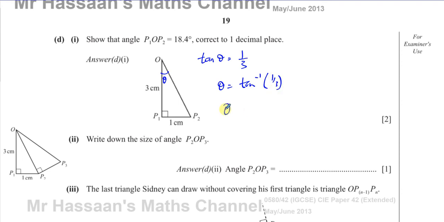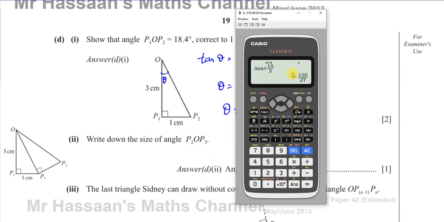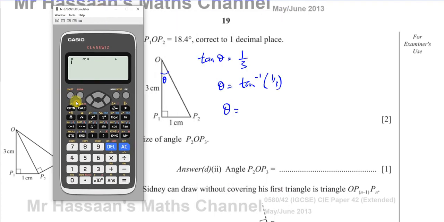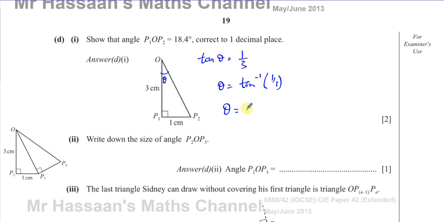Okay, so theta is equal to, make sure we're in degree mode, yes we are. So we're going to have inverse tan of 1 over 3. Bracket. That gives us 18.4349. Now when they say show and they give you the answer, it's always good for you to show how it rounds. So write it to a high degree of accuracy. So you have 18.4 degrees.